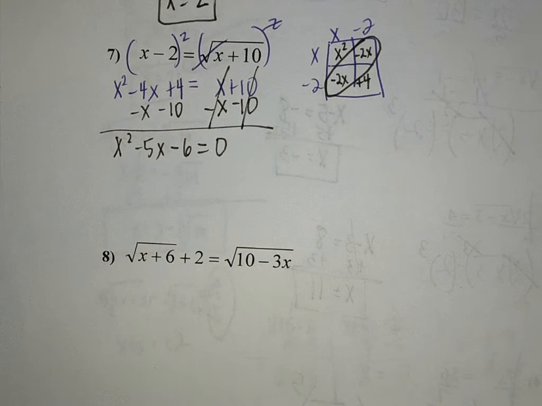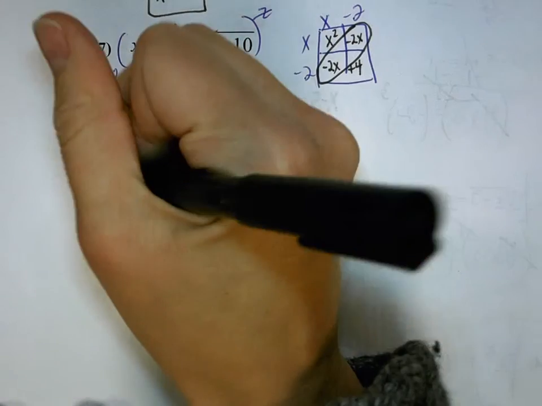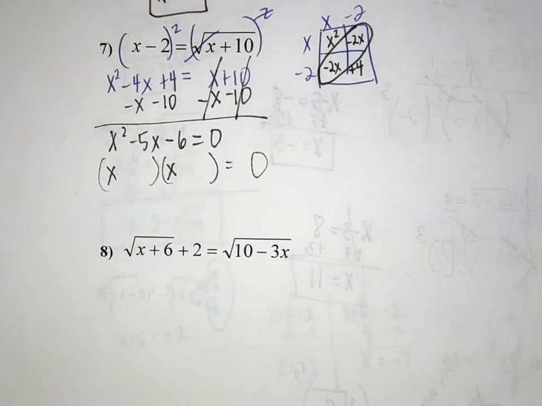And what will I do now? Jesse, what will I do now? Starts with an F. Yes, we're going to factor. So when we factor, we're trying to find what multiplies to be negative 6 and adds to be negative 5. So what numbers are going to work?